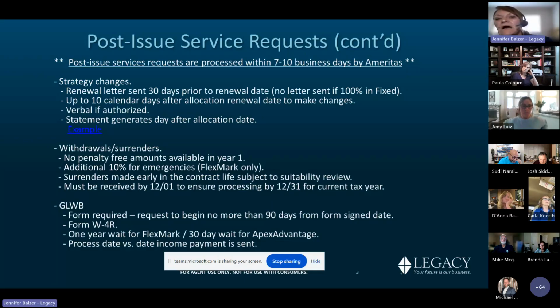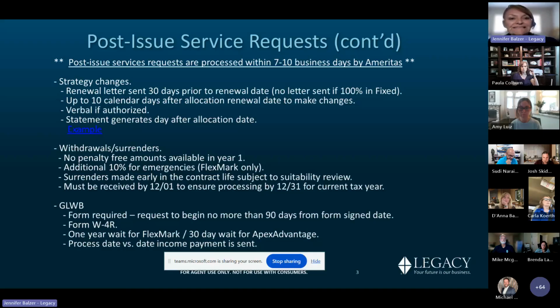It's important to know that if your client is invested 100% in the fixed strategy, Ameritas does not send out any type of renewal notification letter. The reason for this is because when you are allocated into the fixed bucket, as some call it, you can transfer out of that strategy at any time. So really, the timelines for this renewal don't pertain because you can transfer out of it at any point.